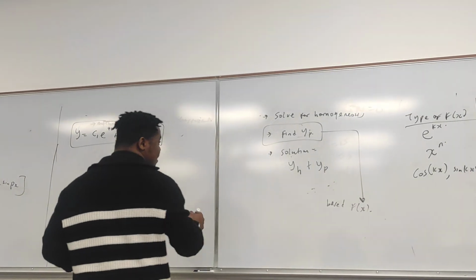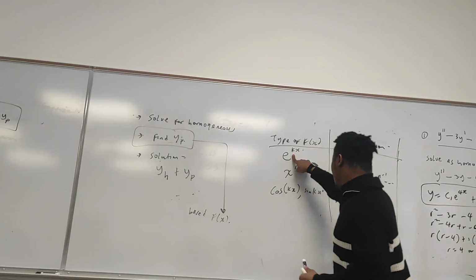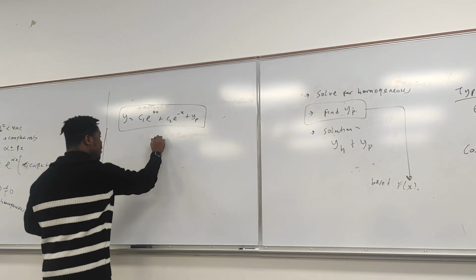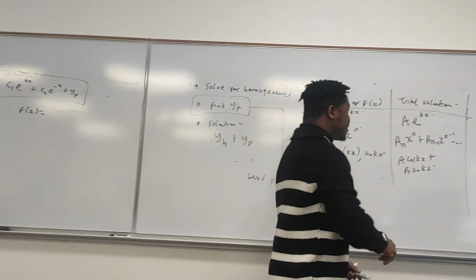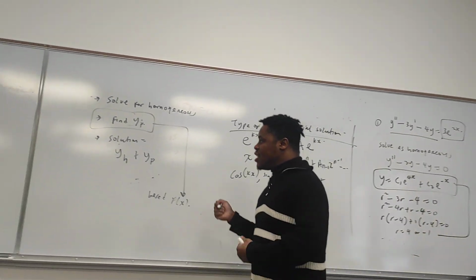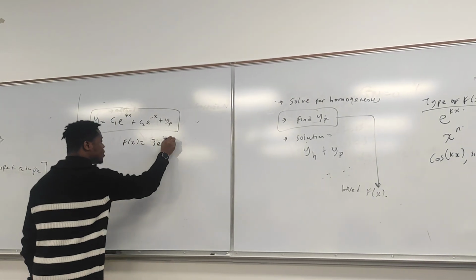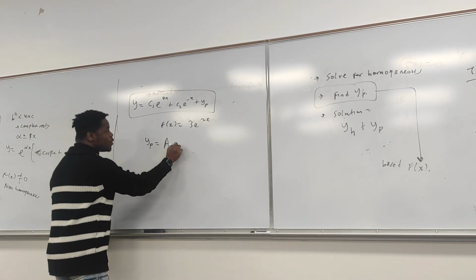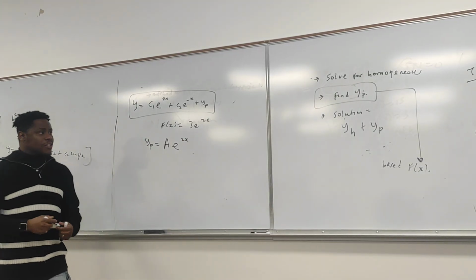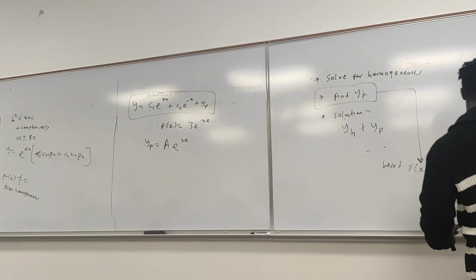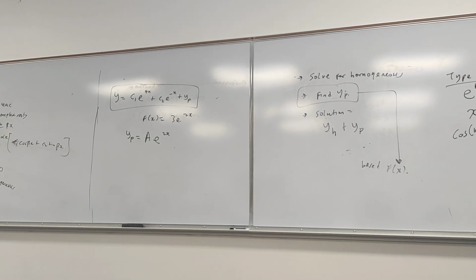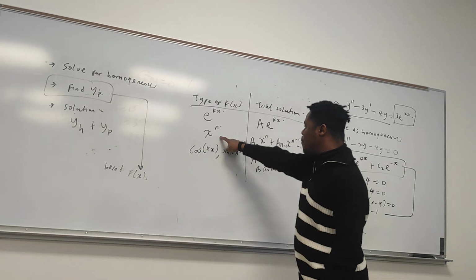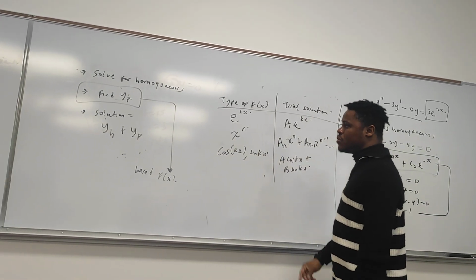So remember this table: if it's exponential kx, our yp will be what? A exponential kx. In this case, our f of x is this guy, 3 exponential 2x. So what that means is that our yp would be a exponential 2x, because in this case it's exponential kx, which is exponential 2x. That's our yp. If it was x raised to the power n, it's going to be like this. We'll do a series of examples.